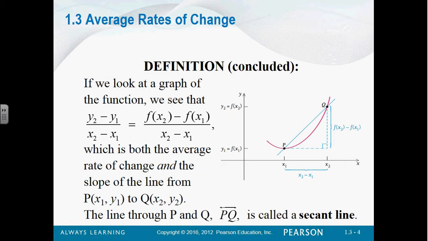So notice that the line connecting them intersects the function in two points, and that's called a secant line. S-E-C-A-N-T. This is one of the aspects of calculus that we focus on: secant lines. The other is tangent lines. The tangent line only touches at one point, as opposed to touching at two points.